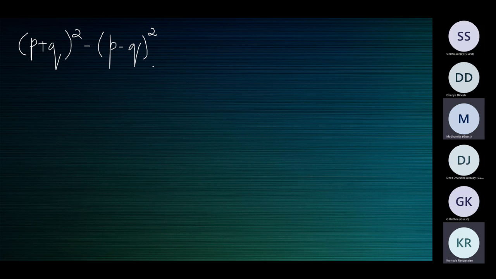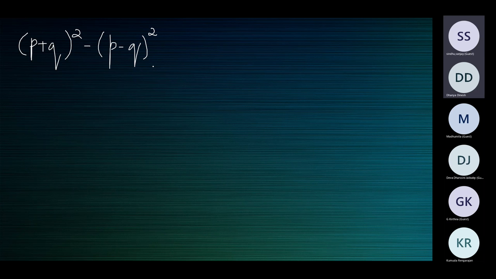The question is that A minus B to the whole square is equal to minus Y square, ma'am. Yeah, one by one, all of you tell me. Yes, Madhumita. It looks like A square minus B square, ma'am. So the result is A minus B into A plus B, ma'am.